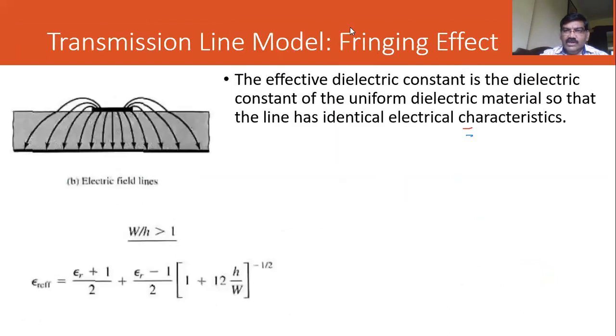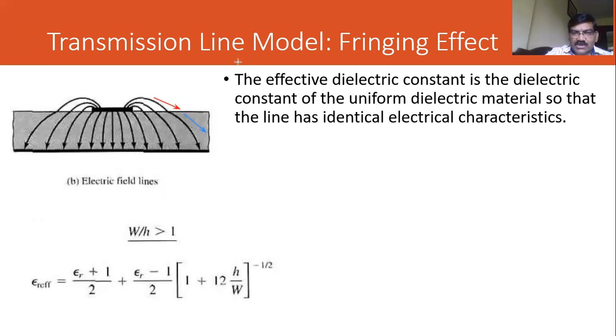Now in the effective dielectric constant, what is the effective dielectric constant? The effective dielectric constant is the dielectric constant of the uniform dielectric material so that the line has identical electrical characteristics. Now here you can see these lines of force, it goes, this is in the air and some are in the substrate. So two different dielectric constants are there.